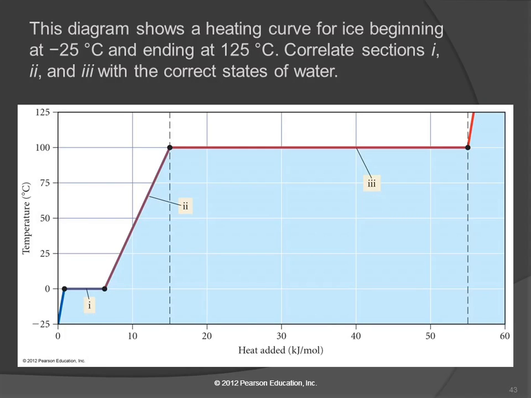So looking at a graph like this, you should be able to identify that this section right here is a mixture of solid and liquid. This is a liquid, and this flat part is a gas-liquid mixture. Any questions?